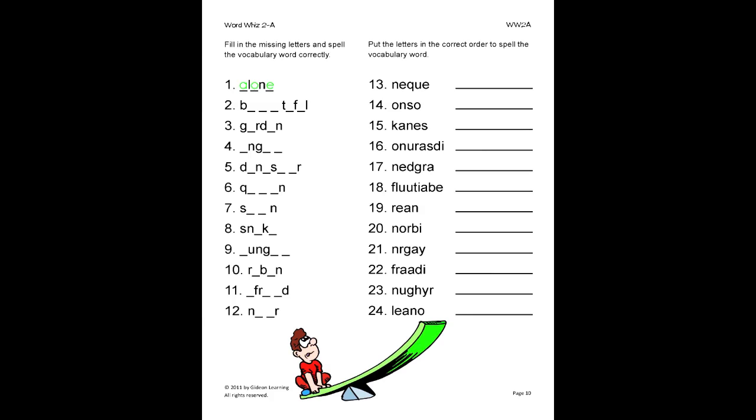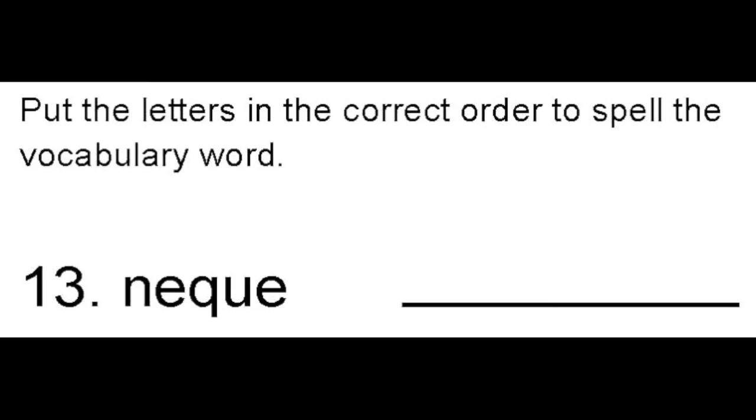On this next part of the activity, the student will put the letters in the correct order to spell the vocabulary word. We are given the scrambled letters N, E, Q, U, and E. We can refer back to the definitions page to see that these letters are in the word queen. So we will neatly write queen on the provided line.